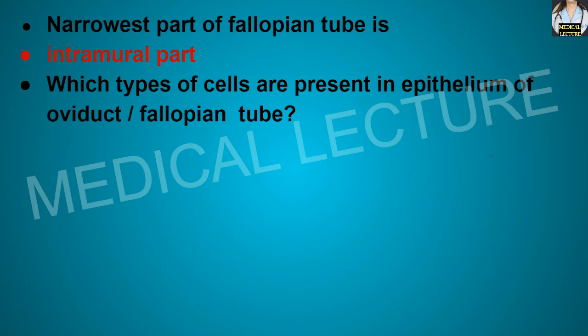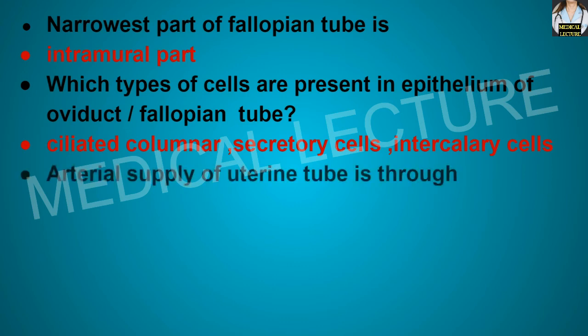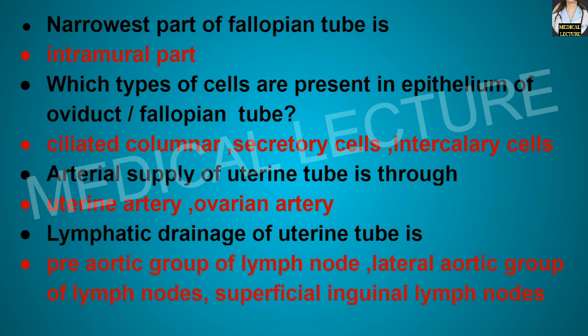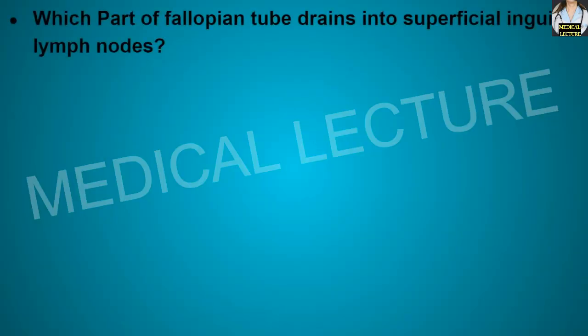Which types of cells are present in the epithelium of the oviduct or the fallopian tube? Ciliated columnar, secretory cells and the intercalary cells. Arterial supply of the uterine tube is through the uterine artery and the ovarian artery. Lymphatic drainage of the uterine tube is to the pre-aortic group of lymph nodes, lateral aortic group of lymph nodes, and the superficial inguinal lymph nodes. Which part of the fallopian tube drains into superficial inguinal lymph nodes? It is the intramural part.